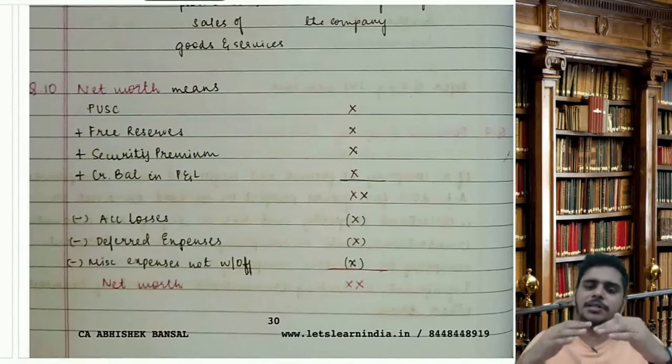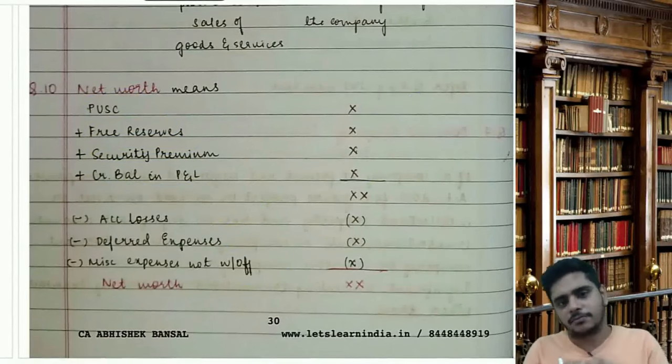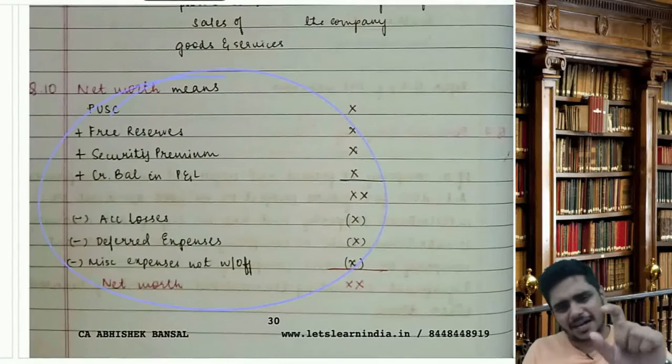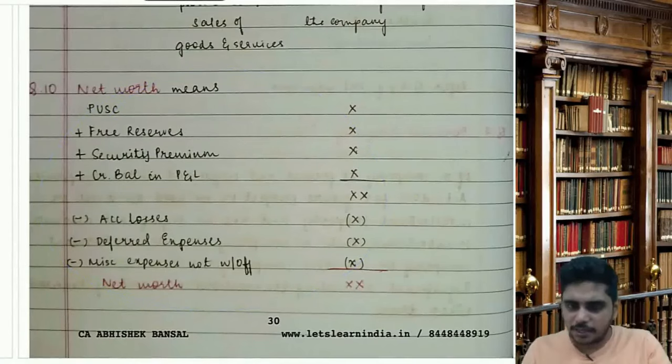Minus accumulated losses, minus deferred expenses, minus miscellaneous expenses not written off. You will get the net worth figure. Very important definition. You can write exactly in this form in the exam, but if it comes in the calculation, you have to calculate it.